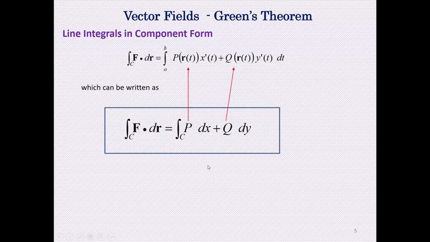And now we introduce a notation commonly used, and it also appears in the statement of Green's theorem. This quantity in terms of the variable t can be written in short as the line integral over C of P dx plus Q dy, the one in the blue box. So we call this line integral notation in component form.